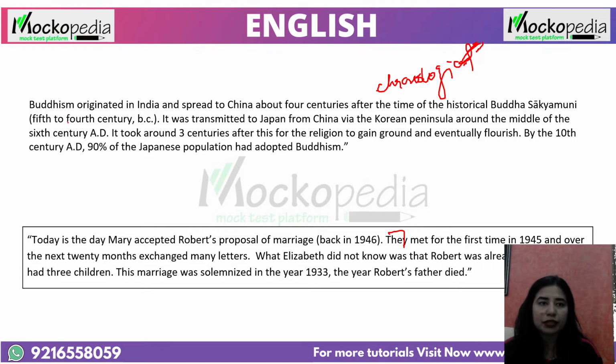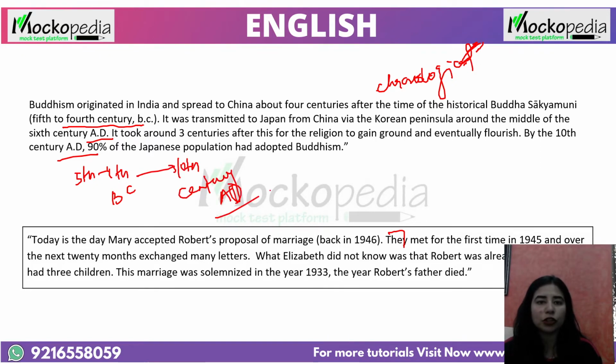So are we able to understand? This is 5th to 4th century BC. It was transmitted to Japan from China by the Korean peninsula around the middle of the 6th century AD. So are you able to see, from the ancient we are coming to the recent? It took around 3 centuries after this for the religion to gain ground and eventually flourish by the 10th century. Right? Are we able to understand? We are starting from 5th to 4th century BC, and then we are coming to 10th century AD. So this is how it is a chronological order.